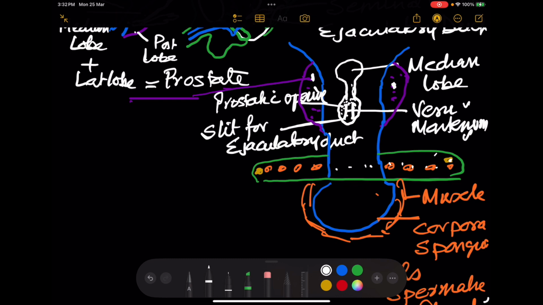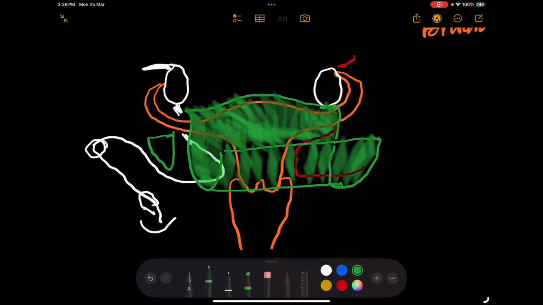Now this urethra is surrounded by a fibrocartilaginous fibrous structure which is called the corpora spongiosa. So this is the urethra surrounded by corpora spongiosa, which is muscular on the outside, and this muscle propels the spermatic fluid through the penis into the vagina. So this is the male reproductive system.